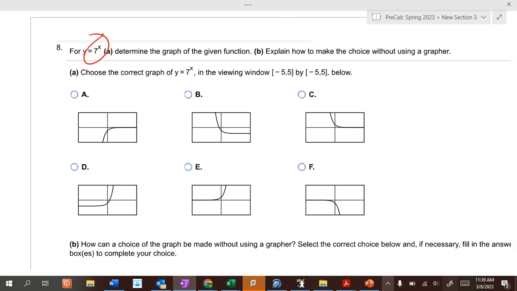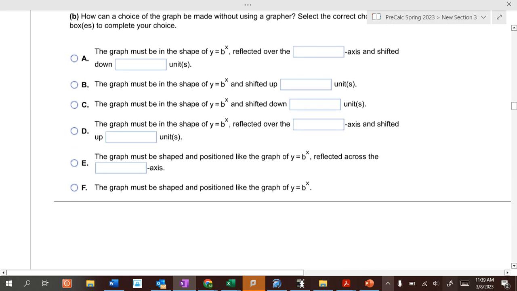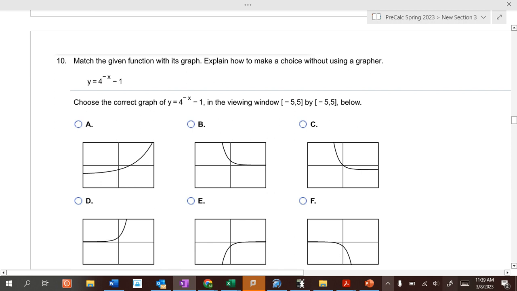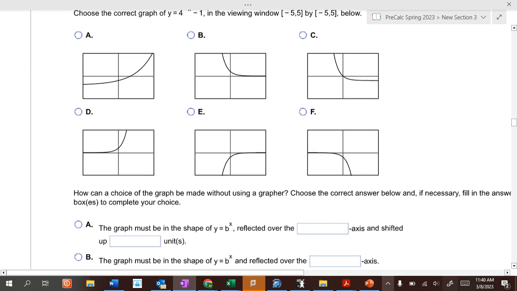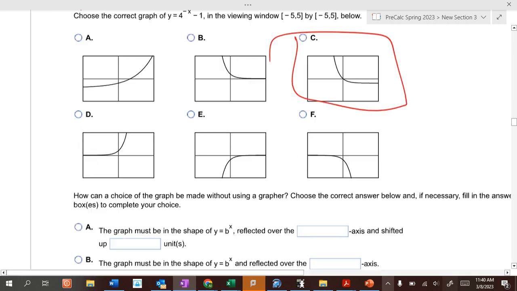7 to the x power is an exponential function. An exponential function looks like that. Okay, and then you'll have some problems that look like that. Moving the graph, so you have to match this graph and then compare it to the original of, like, what would y equals 4 to the x look like? Well, then this, a negative x, flips it over the y-axis, and then drags it down by 1. Might look something like that. Okay?